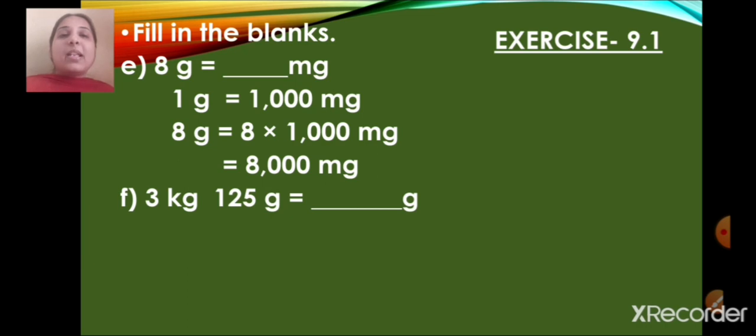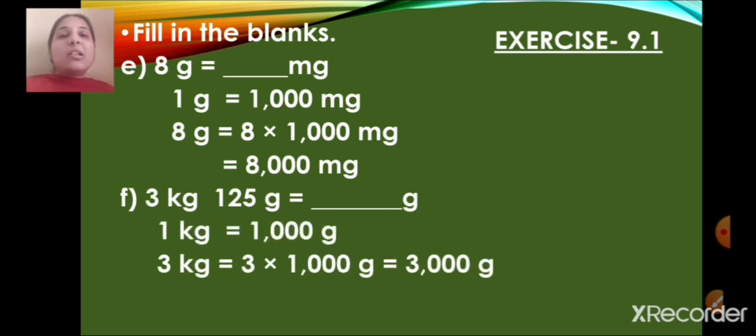Now number F is 3 kilogram 125 gram is equal to how many grams? Now the weight given is in kilogram and gram. You have to write the answer in grams only. So what we will do, we will convert this 3 kilogram into gram first. So 3 kilogram is equal to how many grams, children? Yes, because 1 kilogram is equal to 1000 grams. So 3 kilogram is equal to 3000 grams. We will multiply 3 by 1000 grams. So we will get 3000 grams.